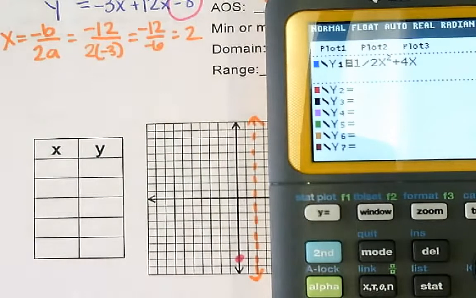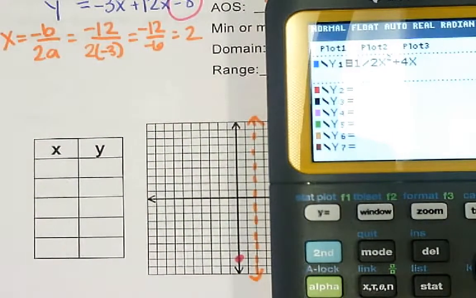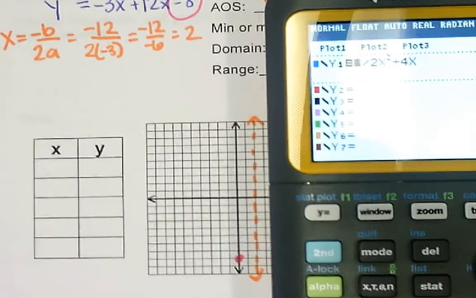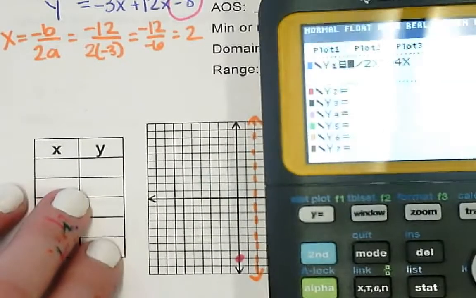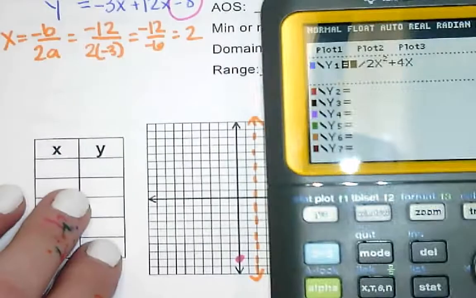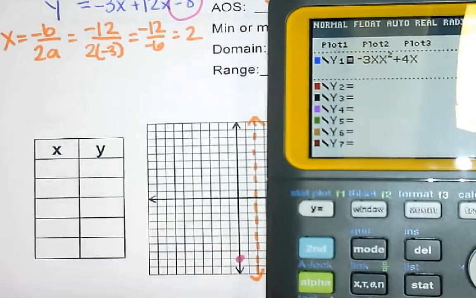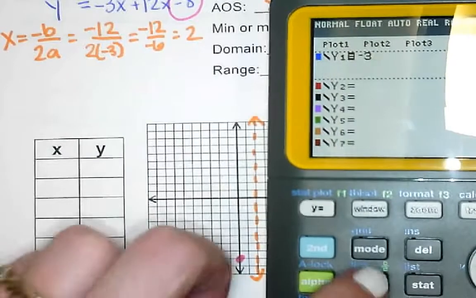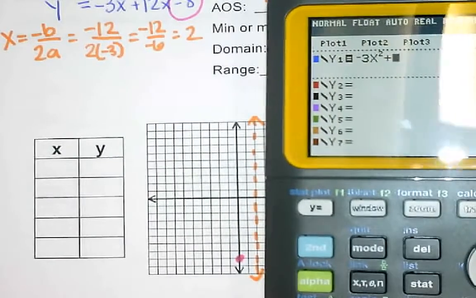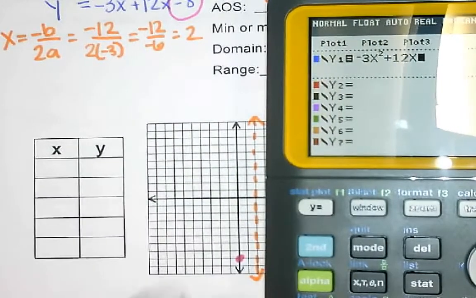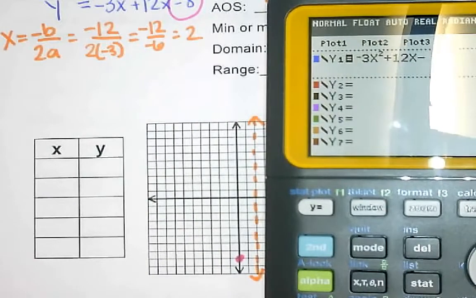Okay. So it's y equals, I think this was better. All right, y equals, what was it? Negative 3x squared. I should clear the whole thing. Y equals negative 3x squared plus 12x minus 8. Okay, so when I graph it, this is what it looks like. Okay, cool. That's what it's going to look like.